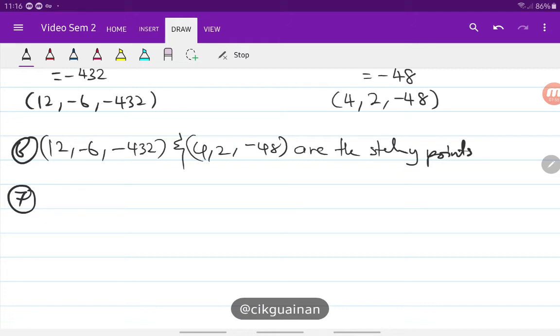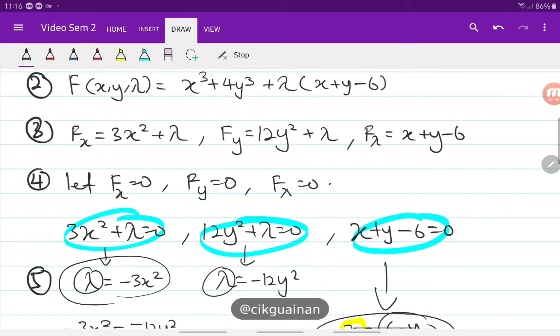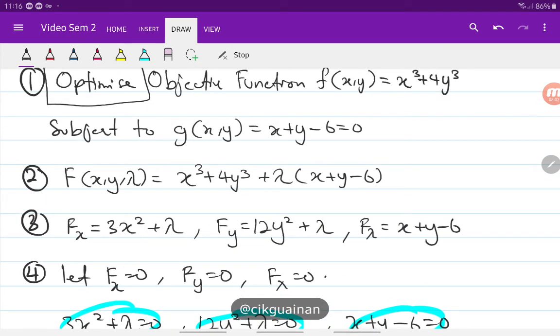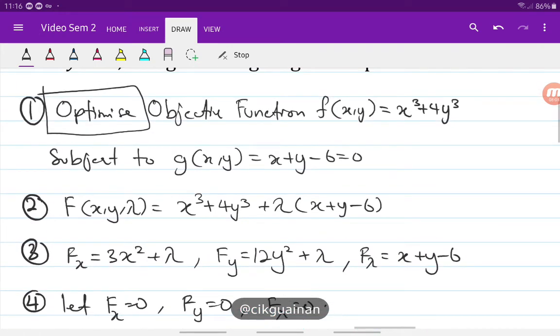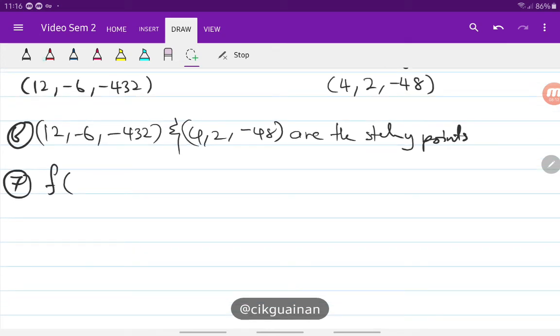The objective function is f. Oh, I forgot. Forgot lately. Where's the function? Oh, this one. Copy, paste. Okay, copy, and then paste.